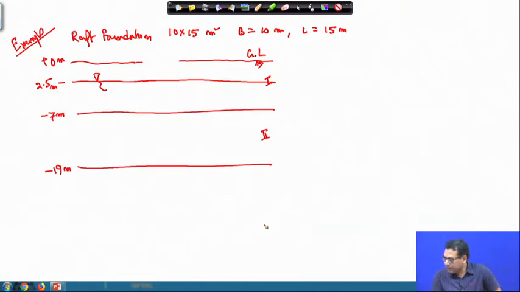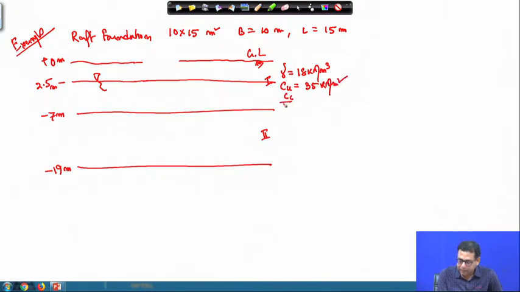Now, the properties that are given: the unit weight of the soil is 18 kilonewton per meter cube, the undrained cohesion Cu is 35 kilonewton per meter square, and Cc by 1 plus e0, because this term will be required for settlement calculation, is 0.06.